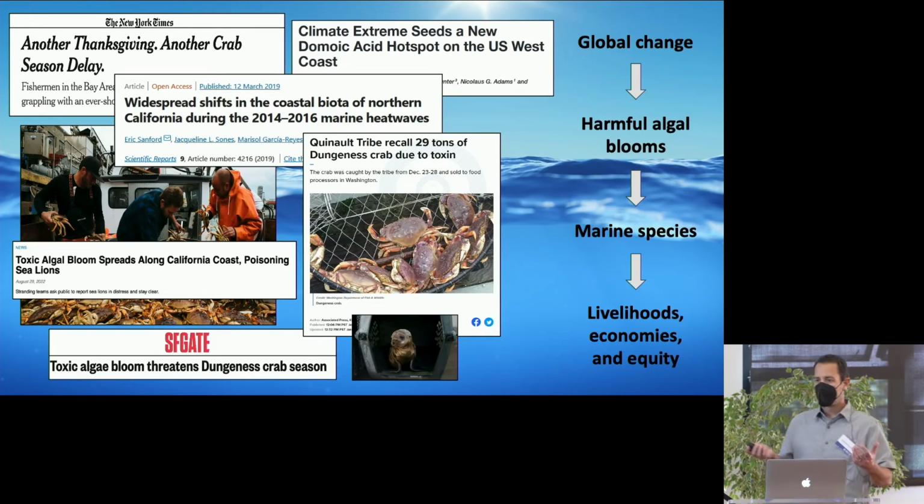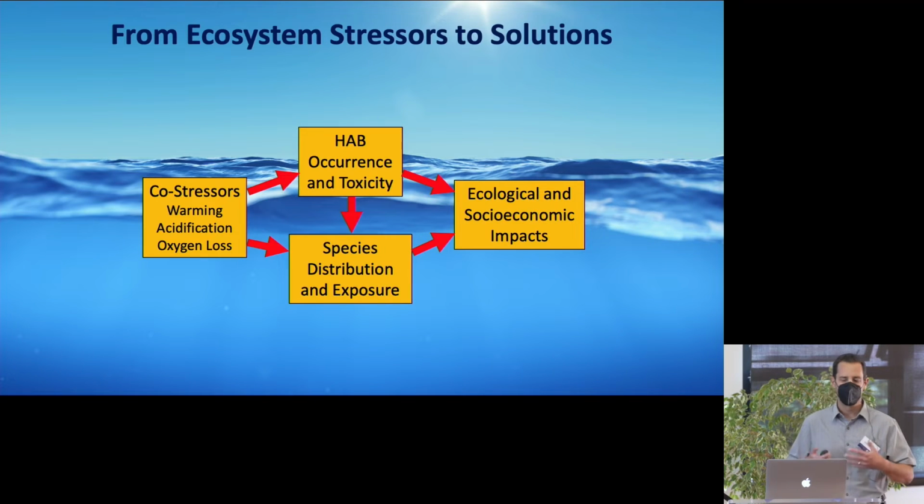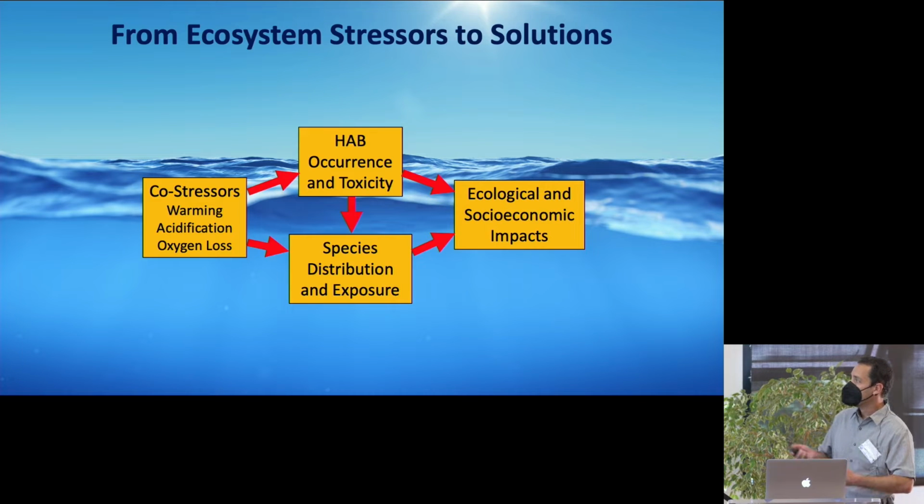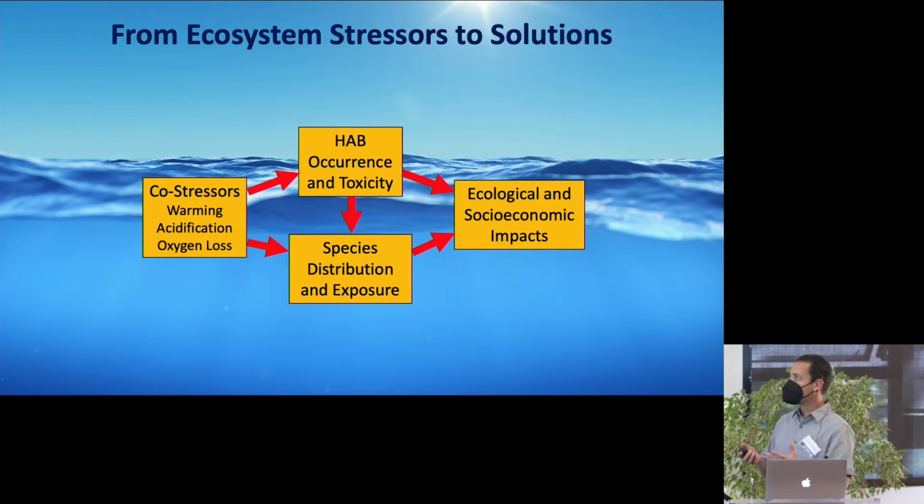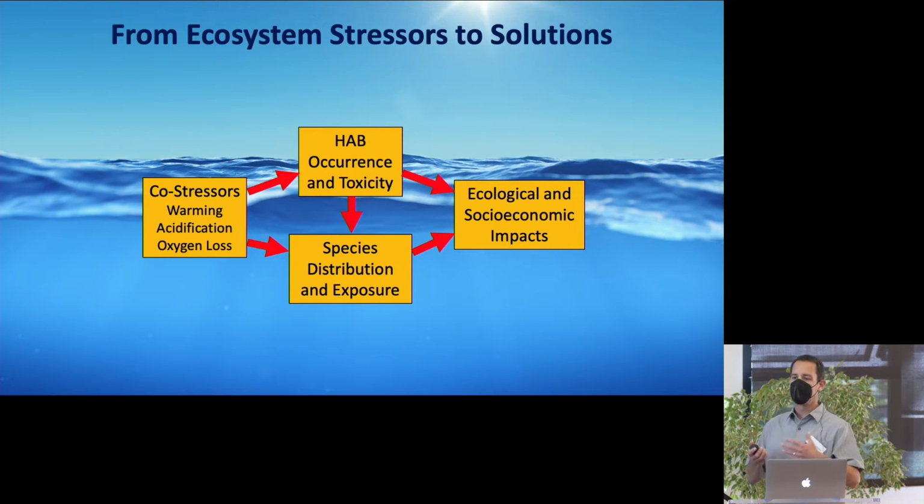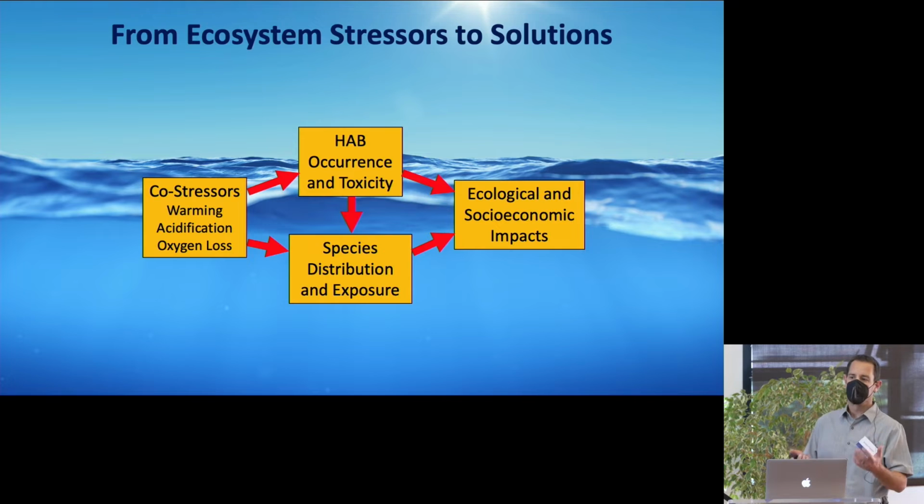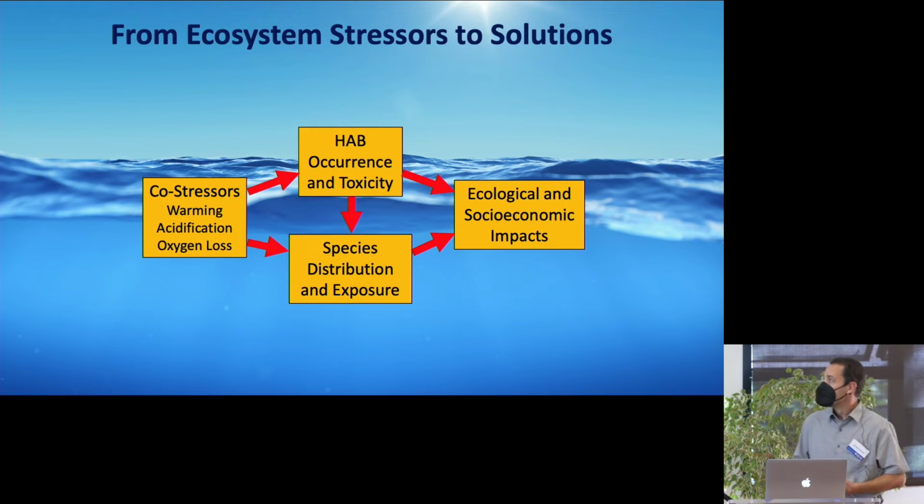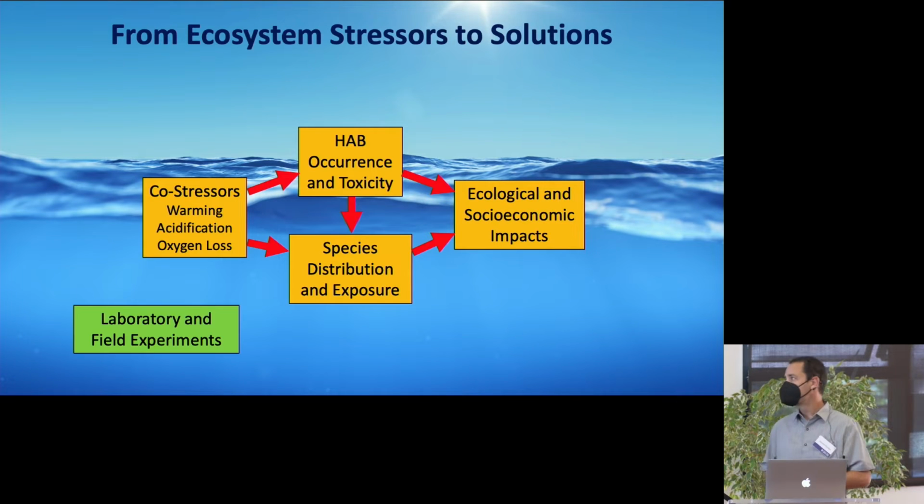So going back to our host of problems, how do we find solutions? The approach that we're advocating, our group, is to look at this in a more holistic way and say that we have stressors: warming, acidification, loss of oxygen. This is potentially affecting harmful algal blooms, their occurrence and toxicity, which has an effect on species, and then ultimately has socioeconomic impact.